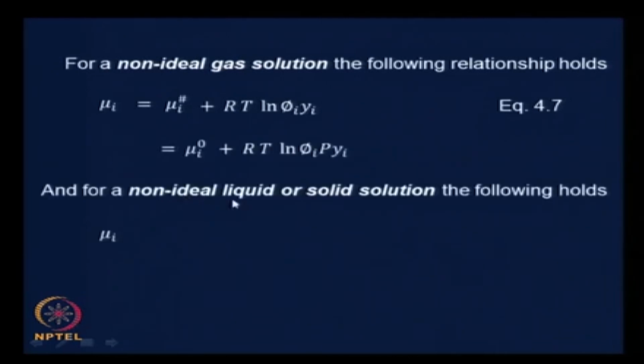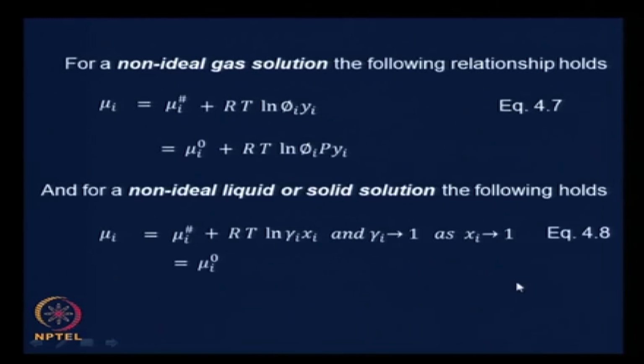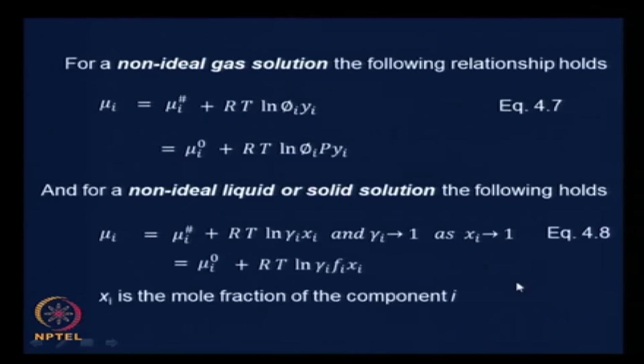Then for the non-ideal gas solution, I had earlier said real gas solution, make it non-ideal gas solution, we write mu i equals mu i hash plus RT ln Phi i yi. This Phi i brings in the non-ideality of the component in the gas solution, and for the non-ideal liquid or solid solution we could write mu i equals mu i hash plus RT ln gamma i xi, and gamma i tends to 1 as the mole fraction of the component i tends to 1. So, this is what we had essentially seen yesterday and reinforced again this morning in this class.